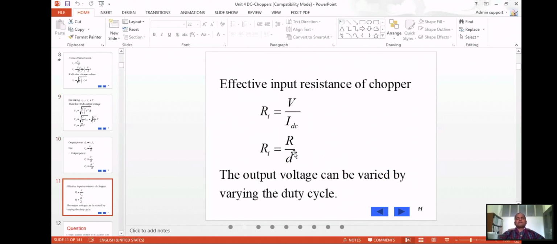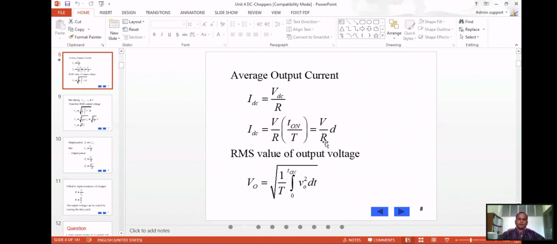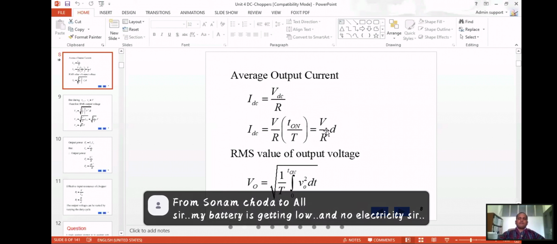Now the effective input resistance of the chopper. What is the input resistance of this chopper? Ri will be equal to V by IDC. And we can find IDC from this: IDC is equal to V by R into D.